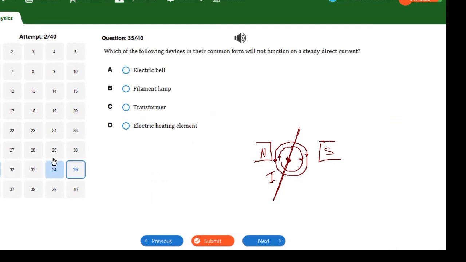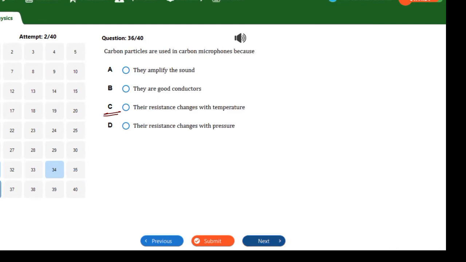Question 35 says, which of the following devices in their common form will not function on a steady direct current, does not use a direct current? The answer here is a transformer, because a transformer works on the principle of electromagnetic induction that involves a varying magnetic field. So the rest can make use of direct current.